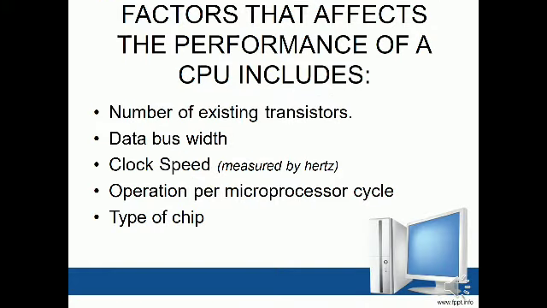Factors that affect the performance of a CPU include: 1. Number of existing transistors, 2. Data bus width, 3. Clock speed, measured in hertz, 4. Operations per microprocessor cycle, and 5. Type of chip.